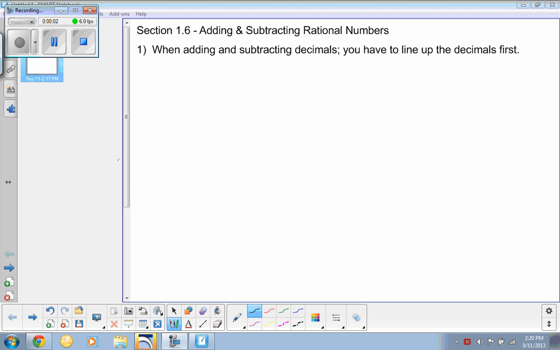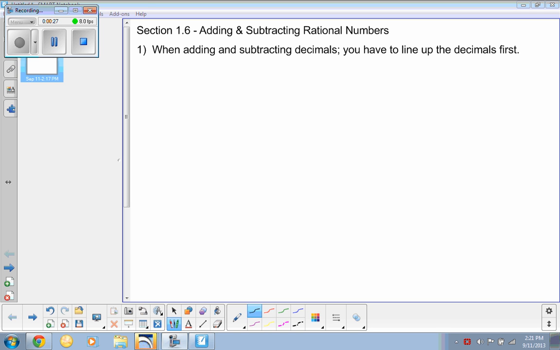Hello, 7th graders. Your section for tomorrow is going to be section 1.6. It is on adding and subtracting rational numbers. Remember, we talked about a couple days ago rational numbers being ones that either repeat or come out even, and those can either be fractions or decimals. So first we're going to talk about decimals.